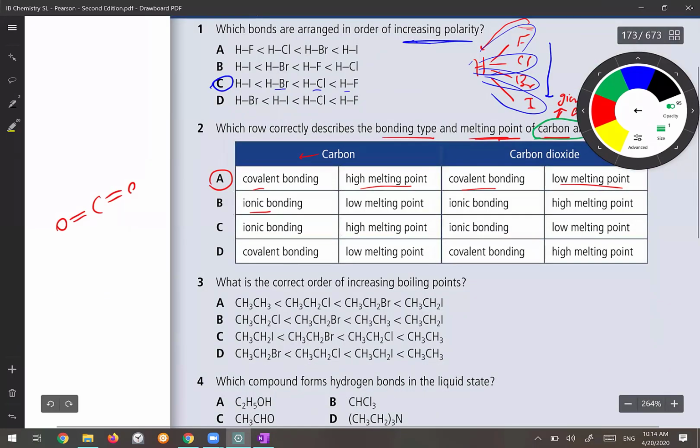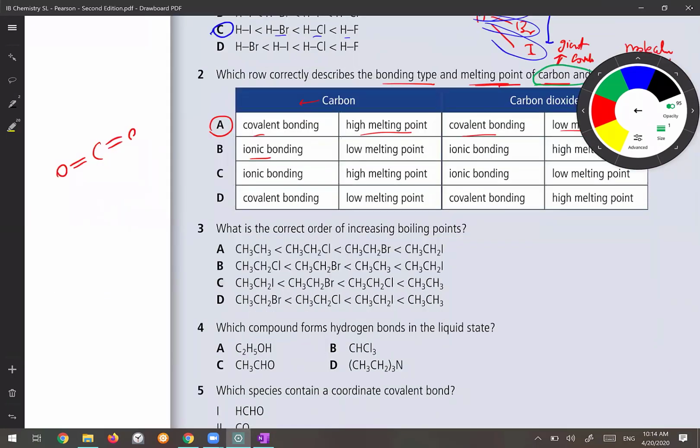Okay, so let's move on to question number 3. Again, it's talking about the boiling point. So you can see a lot of questions in this section in the IB come about the boiling point and the attraction between the base units. Okay, when you want to compare the boiling point, the first thing that you have to check is what type of material do you have?